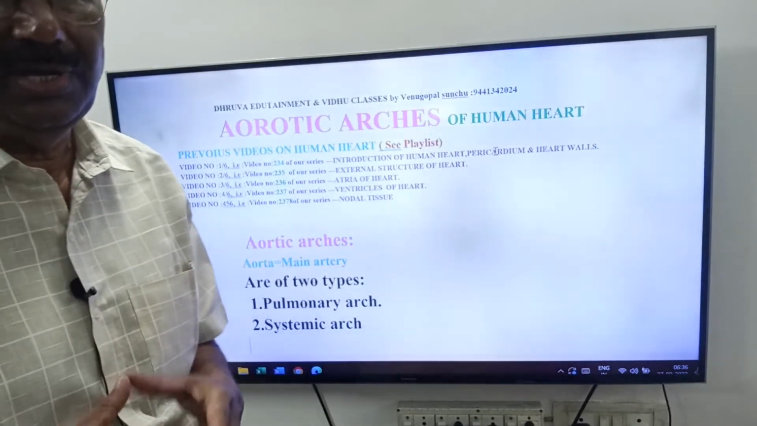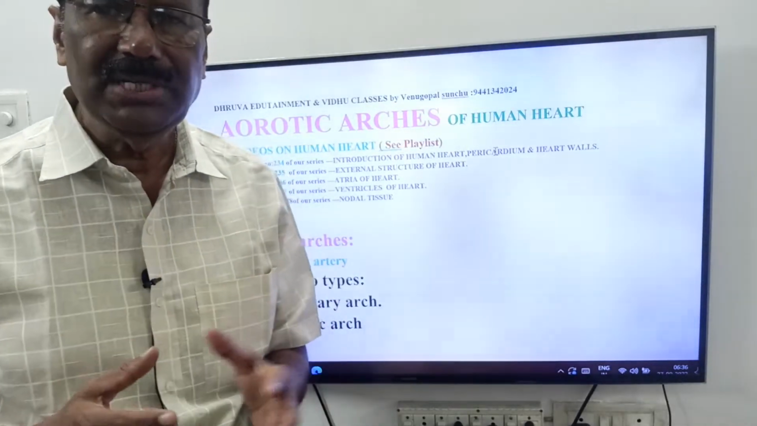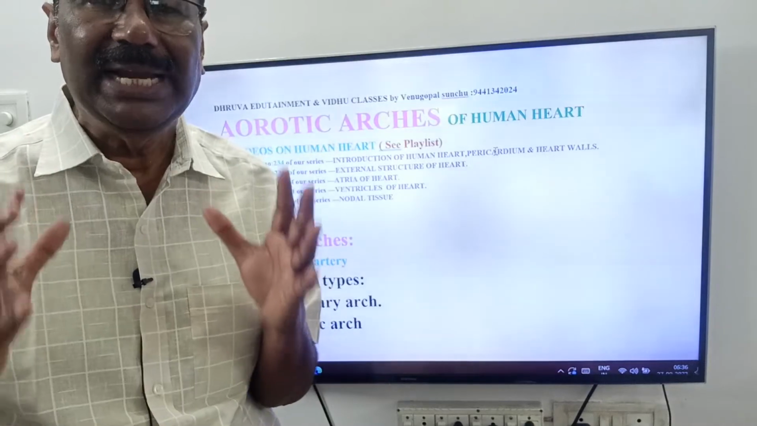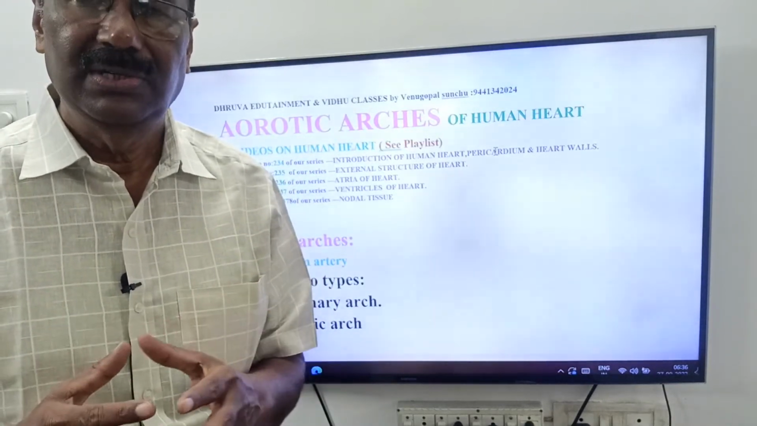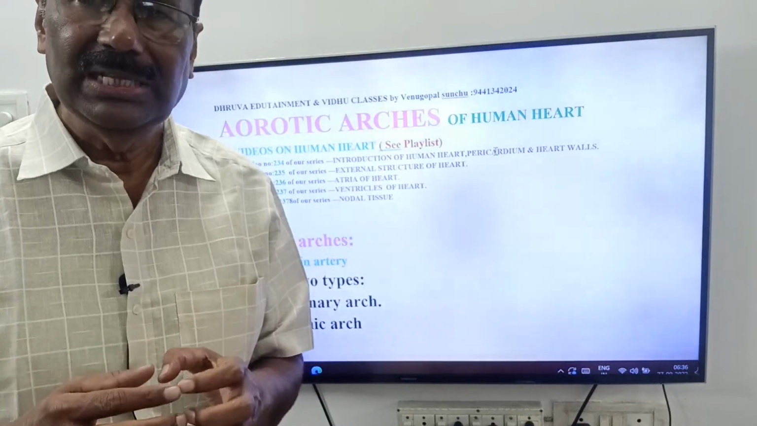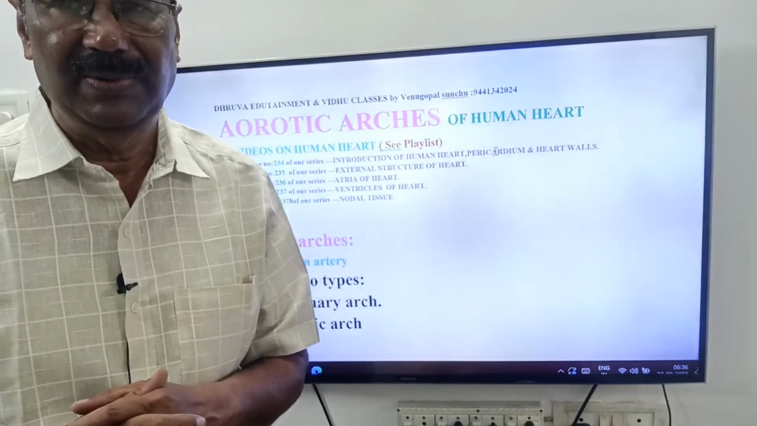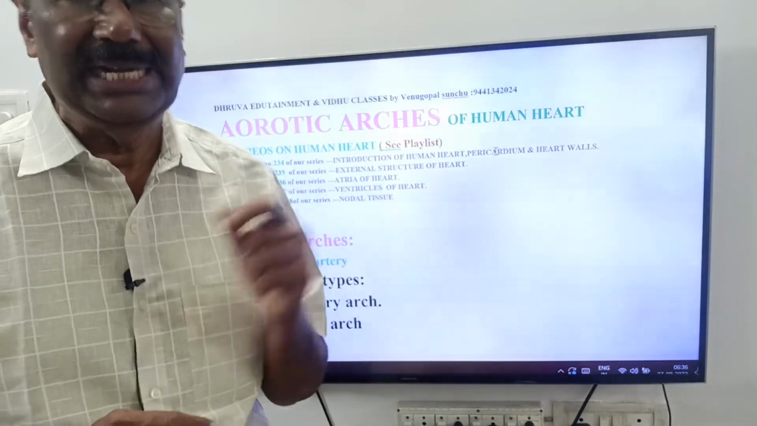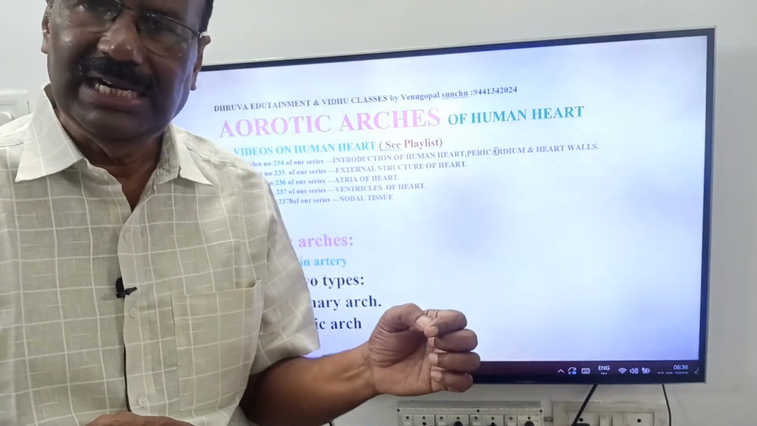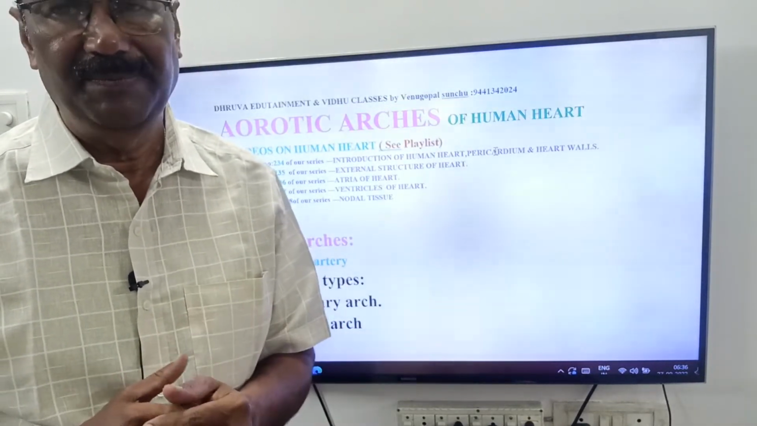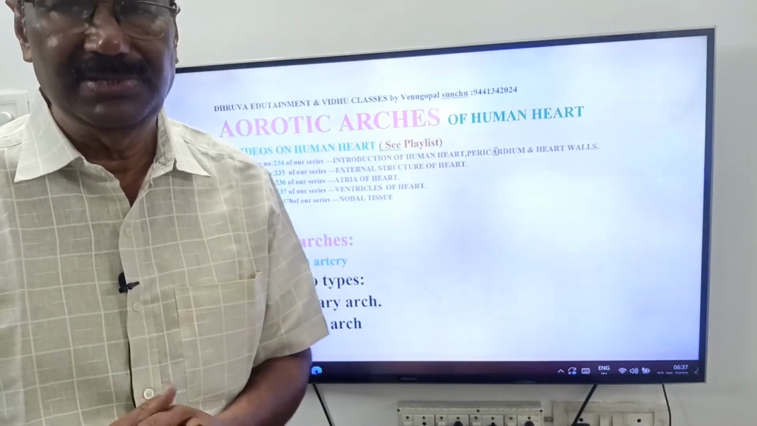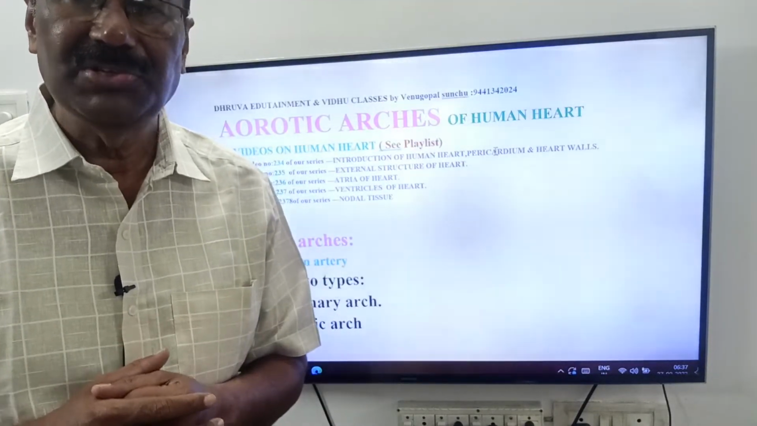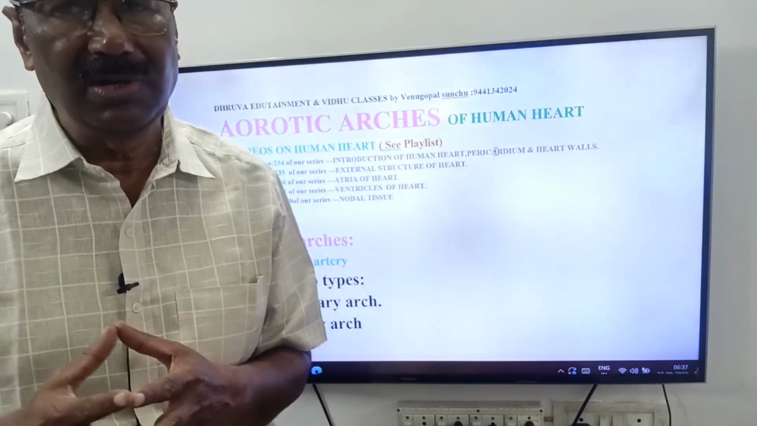Friends, what are aortic arches or aorta? Aorta means main. Arch means main or arch-like. So these are the main arteries. Arteries start in the heart, particularly in the ventricles. The right ventricle receives impure blood from the right atrium. The left ventricle receives pure blood from the left atrium. Ventricles are the pumping chambers. They have to pump blood to the various body parts. The blood vessels which carry blood from the heart to body parts are called arteries.